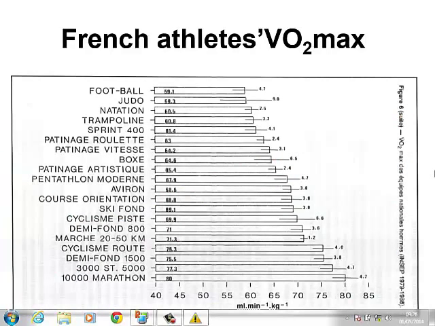This is the French athlete VO2 max 10 years ago. You can see that the higher values are observed in subjects performing marathon, but only if you play football, which is not a very intelligent sport, you see. You have to have 60 ml per minute per kilogram of VO2 in order to play the Olympic Games.